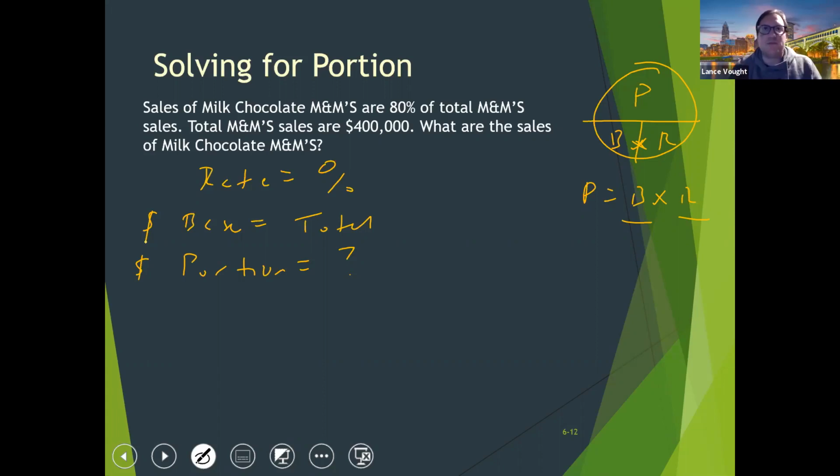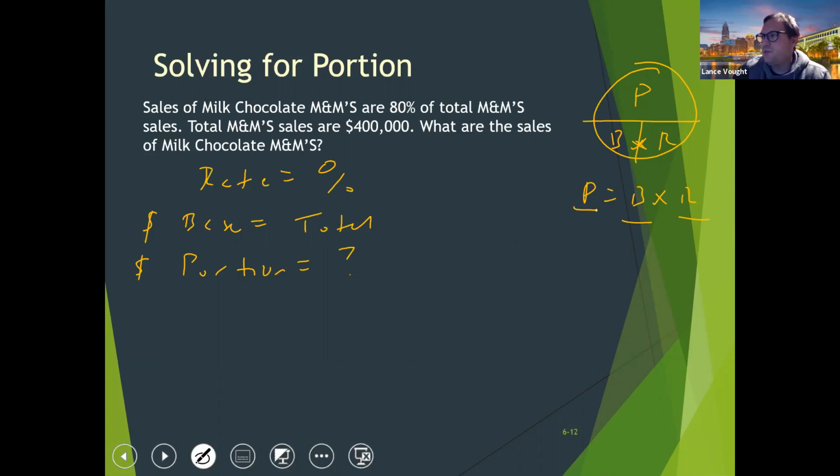The portion is basically just what slice of pie we're talking about here, converted to whatever unit we're measuring. So the portion is going to be unit specific. The base is going to be the total unit, total size of the units, whatever it is, dollars, cents, pizza, ice cream, and then rate is the percentage.